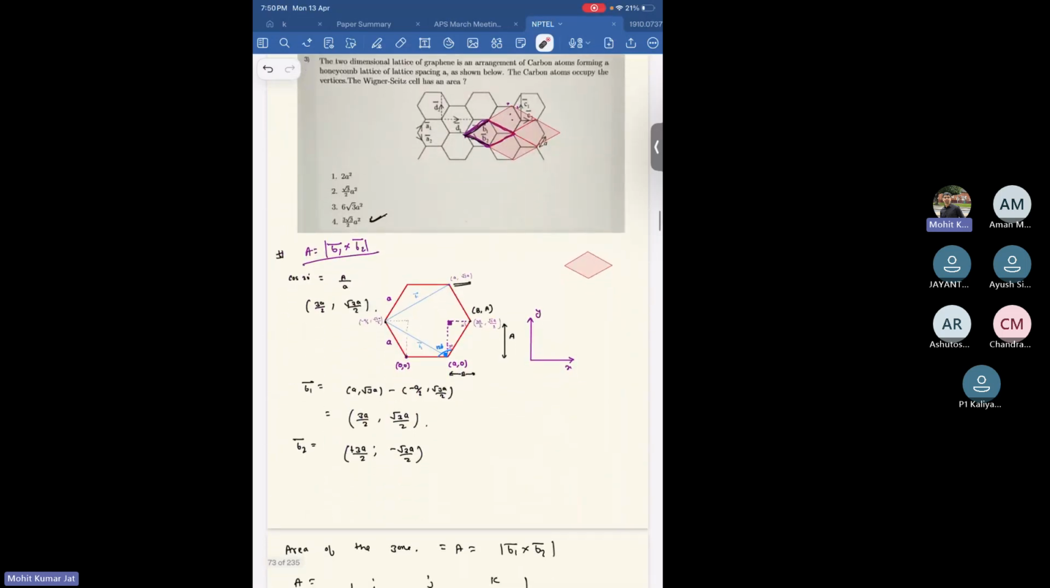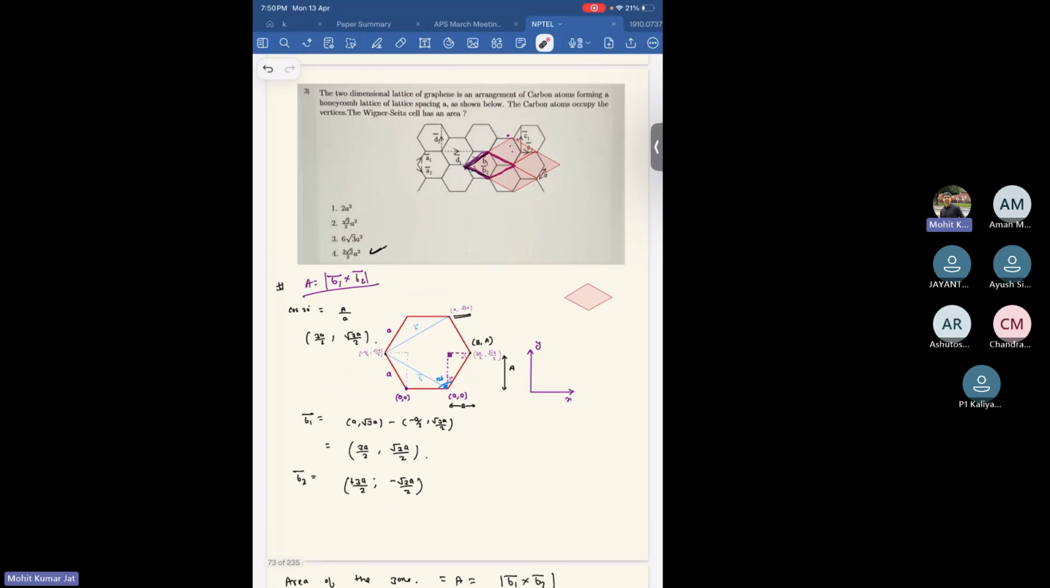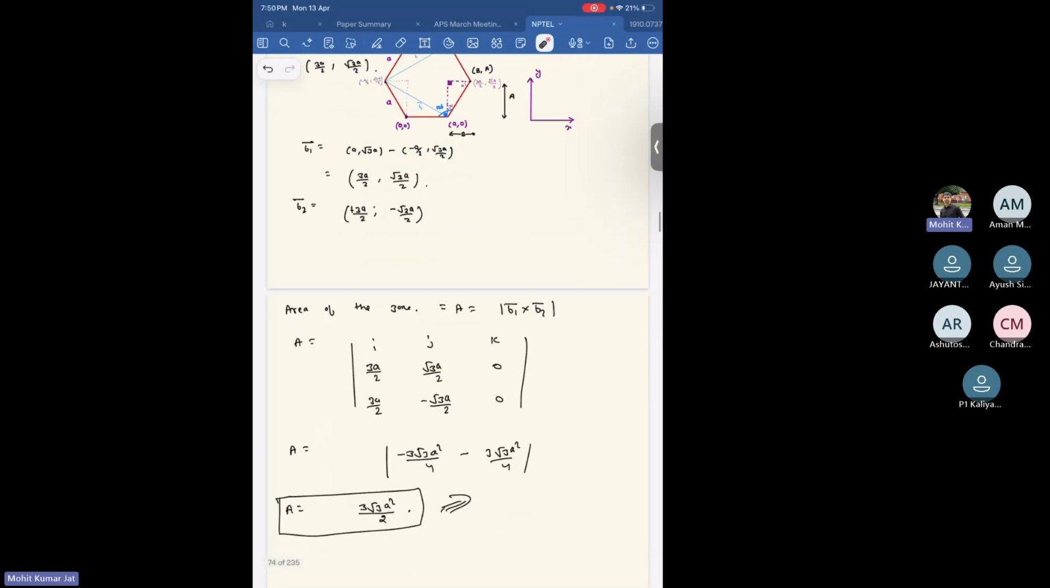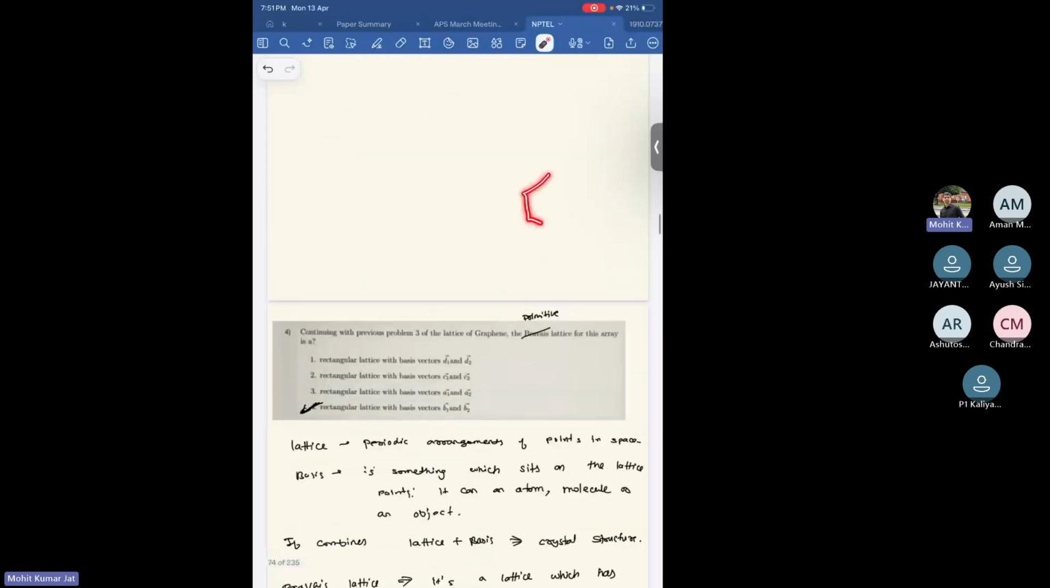And then a 2D lattice of graphene is given. Then it asks for the primitive unit cell. So this will be the unit cell, and for this one you need b1 and b2 to calculate the area, basically. This is just the numerical part which we did to calculate this area, and this turns out to be 3 root 3 a square by 2. It's the area of a hexagon, basically. If this is a, then its area will be 3 root 3 a square by 2.